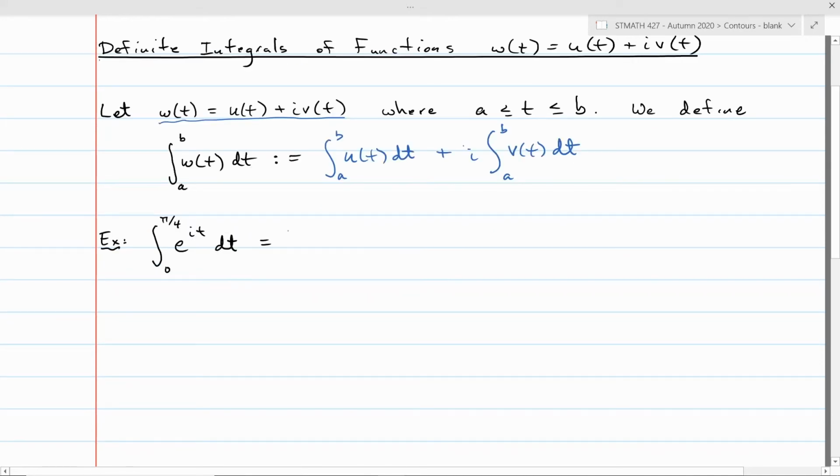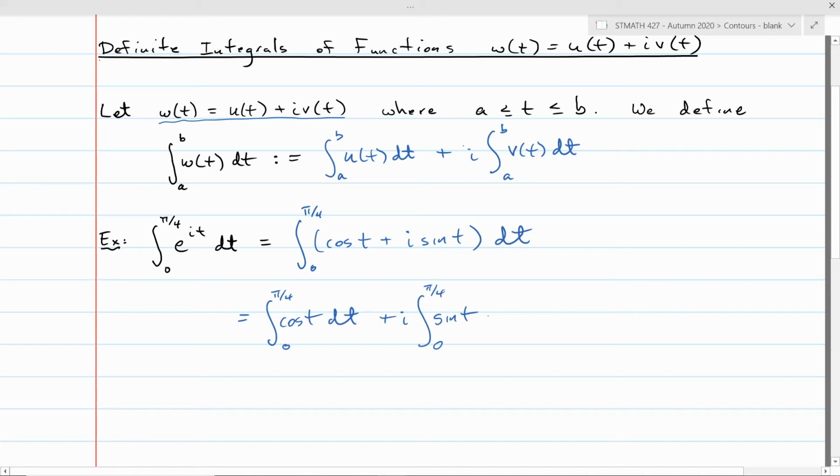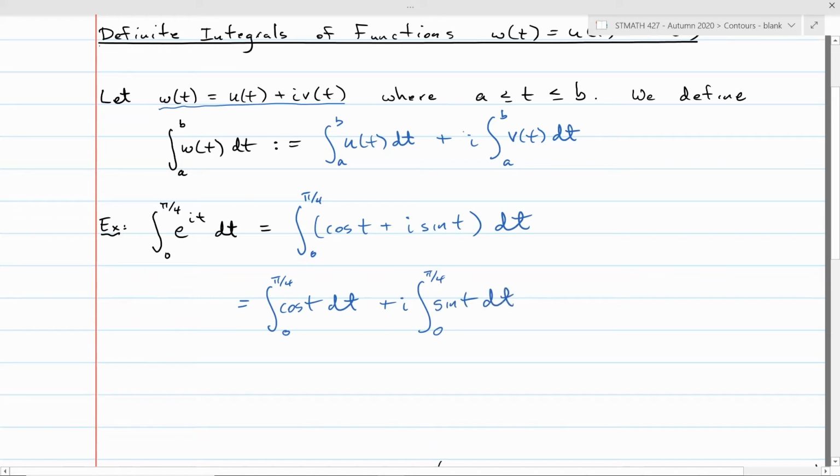Let's see an example. If I want to integrate e to the it dt from 0 to pi over 4, before I start trying to integrate, let me break up e to the it as cosine t plus i sine t. Then by definition, this breaks up into the integral from 0 to pi over 4 of cosine t, plus i times the integral from 0 to pi over 4 of the sine function. Those should be integrals that we can handle.